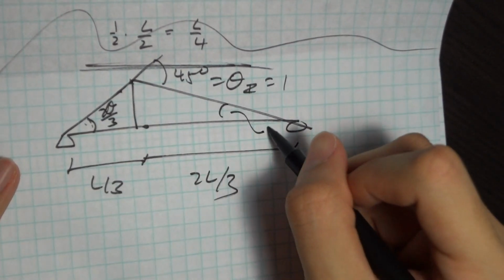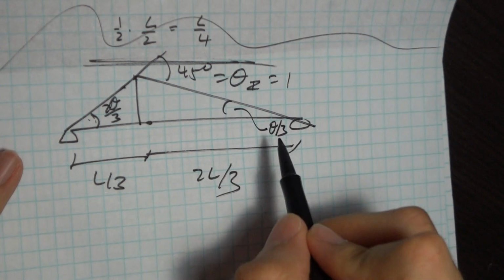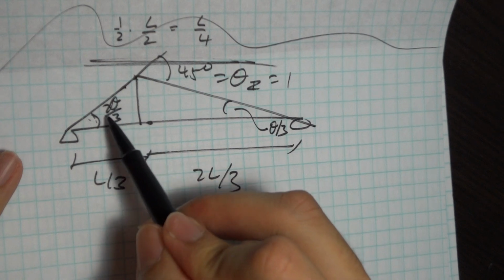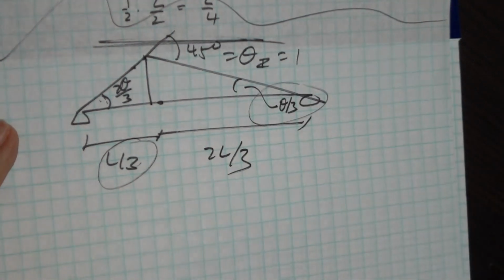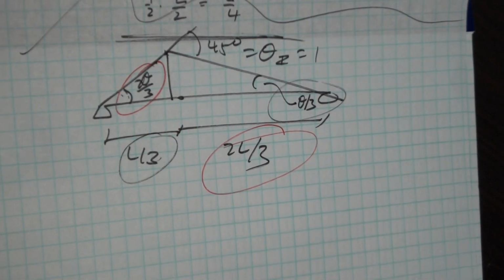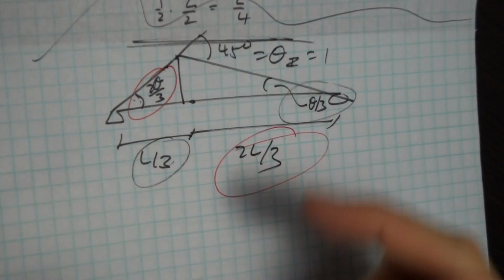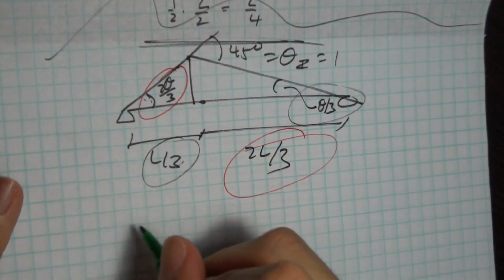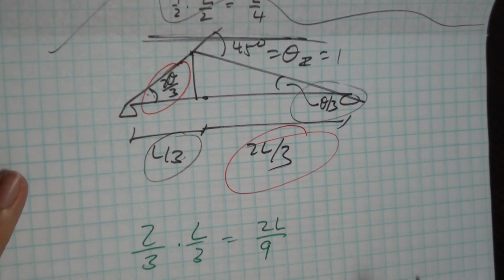This angle will be theta on 3. This angle is 1/3 of the base. This angle is 2/3. Sorry, this coefficient and this coefficient will be the same. So then, what will the height of this be? The height of this will be 2 on 3 times L on 3 equals 2L on 9.